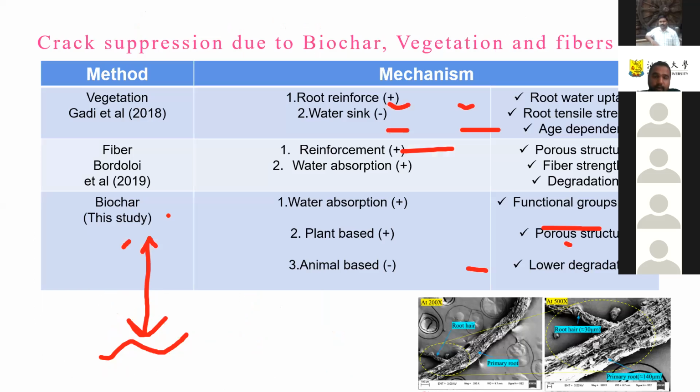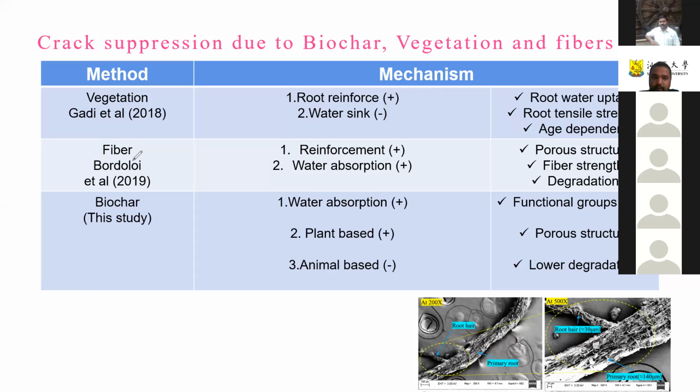Just to give you an idea of the mechanism, for students, we have used fibers before also to suppress cracks. We can use vegetation, and there are different mechanisms to it. For biochar, as I said, plant-based biochars are good at suppressing cracking compared to animal-based biochar. The major mechanism comes from functional groups and porous structure. And degradation, of course, is very, very low. I'd say it can last for more than 100 years.